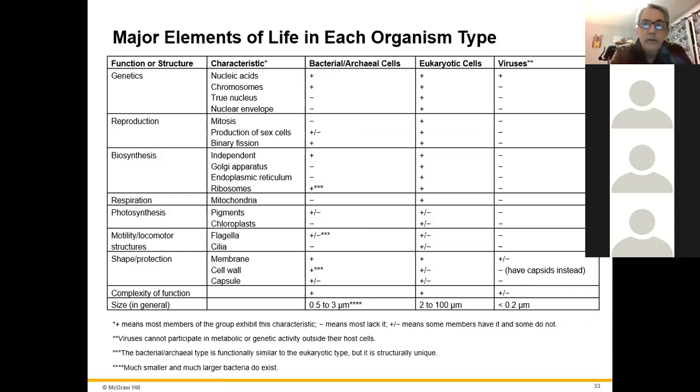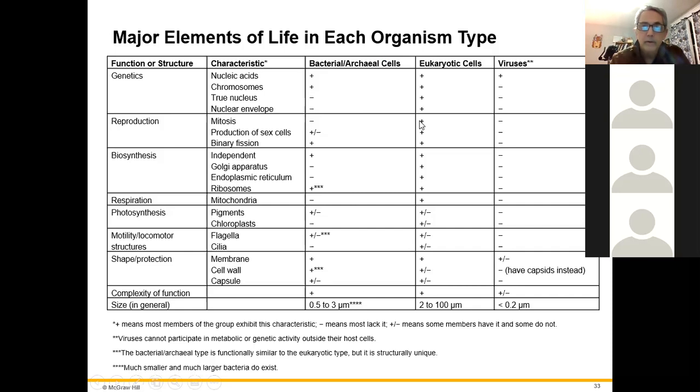Major elements of life in each organism type. So if we compare bacteria and archaea cells versus eukaryotes and viruses, all have genetic material. A true nucleus is lacking in the archaea and the bacteria. Viruses have no nucleus. Only eukaryotic cells have a nuclear envelope. Viruses are not considered cellular. They do not undergo mitosis.